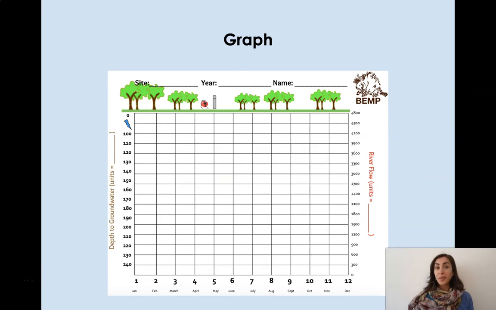Okay, so now that you have written down your questions for today, looking at BEMP's data, I want you to flip your worksheet over, because you should have a graph similar to this one on the other side of your worksheet. And that's what we'll be using today to represent our data.